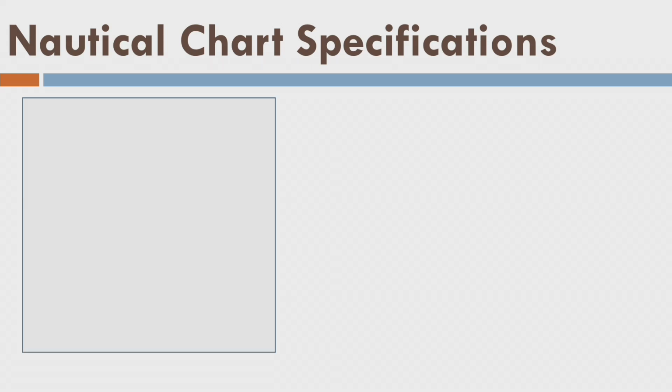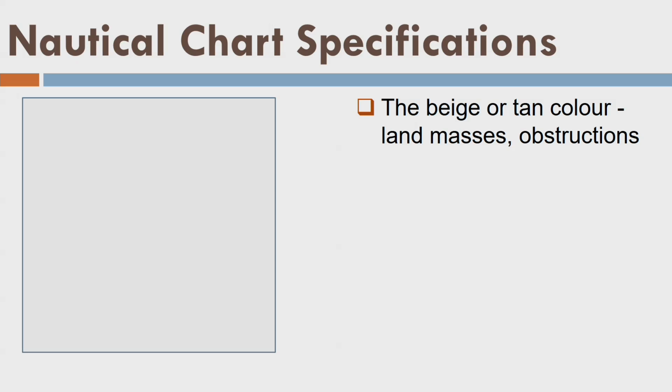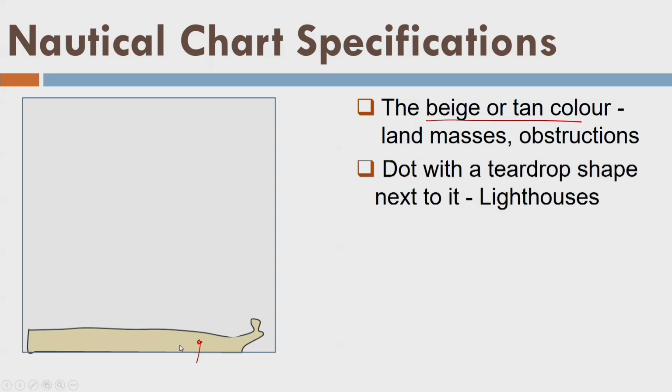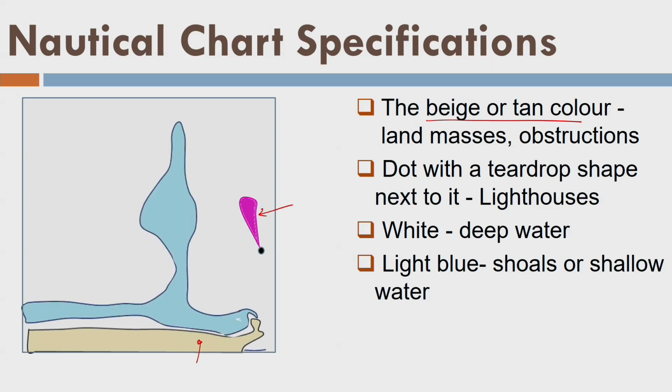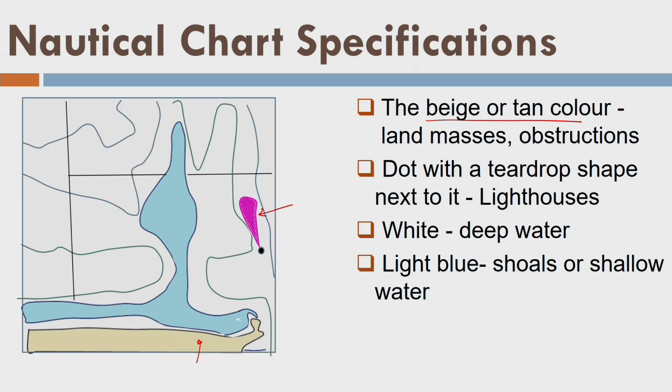Okay, let us see, this is my nautical chart. The beige or tan color here indicates land masses or obstructions. So this is my land mass, or it could be the shoreline or some kind of land surface. If we have a dot with a teardrop, it indicates lighthouses like this. So this is the location of the lighthouse. Then we have white for deep water, and light blue for shoals or shallow water. Like this is my shoal, and the remaining white part is my deep water.